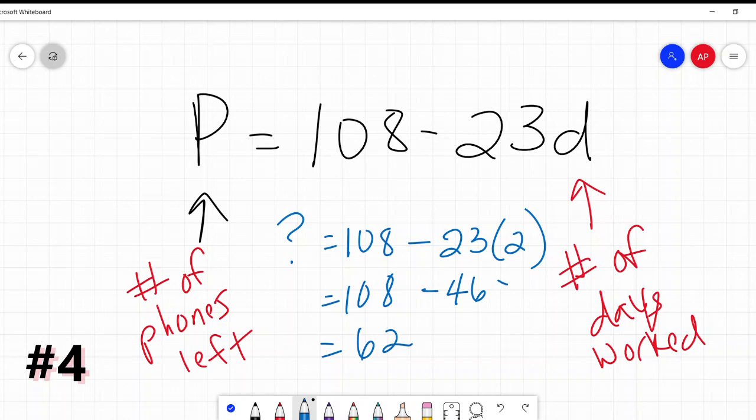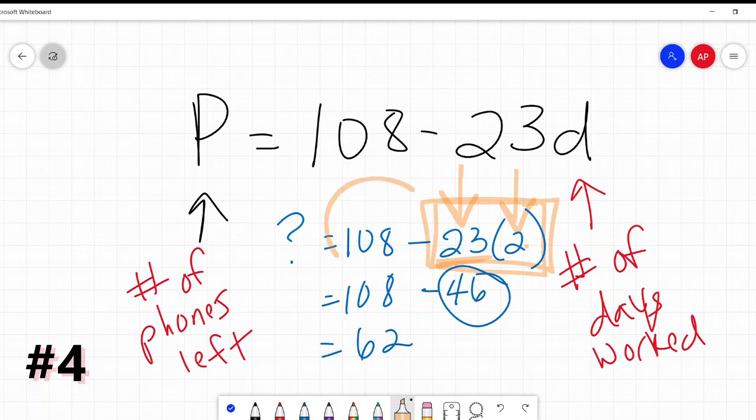So every day this number is going up. We're subtracting more phones. So what can we infer then? That this means that she's fixing 23 phones a day, because after 2 days we're subtracting 46. After 1 day it would have been just 23. Then after 2 days, she subtracts 46, so she has 62 left. So we can deduce then here, this is representing the number of phones per day times how many days.